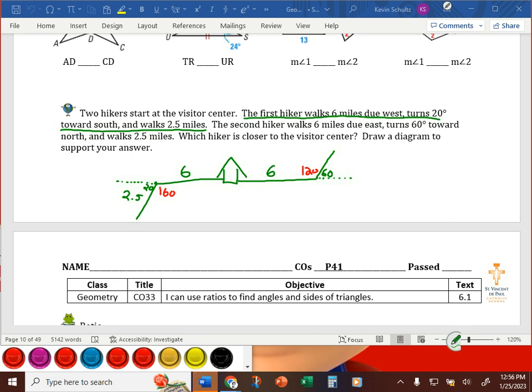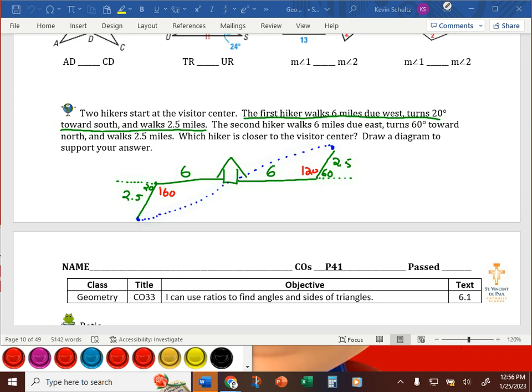This is 2.5 here. And the question is, which hiker is closer to the visitor center? Okay, so what we're looking at is this hiker is now here, going back to the visitor center. This hiker is now here, going back to the visitor center. That's the path that they would take to go directly there. Which hiker is closer, and how do you know? Anthony. First hiker. Why? Because it looks closer.